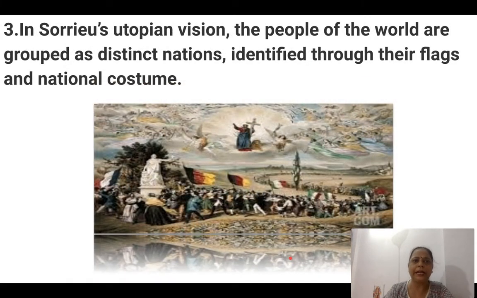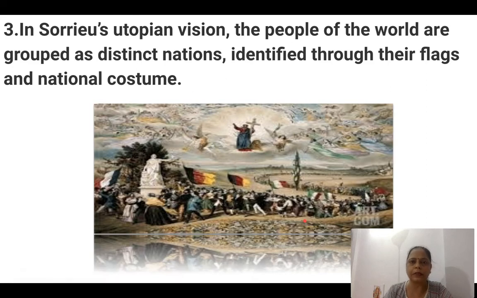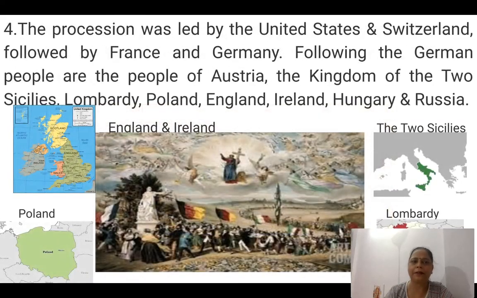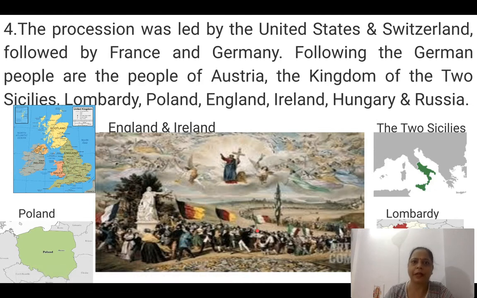Then Sorrieu tells about the utopian vision. A utopian vision means the people of the world are grouped as distinct nations identified through their flags and costumes. They all are wearing costumes of their nations and they are having a flag which tells about the oneness of the people of the same land. The procession was led by the United States and Switzerland, followed by France and Germany.